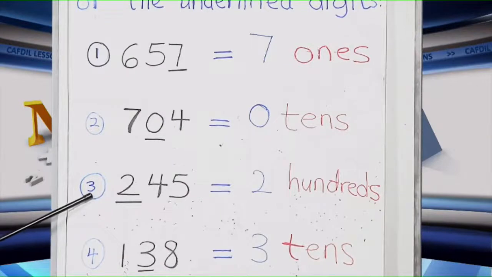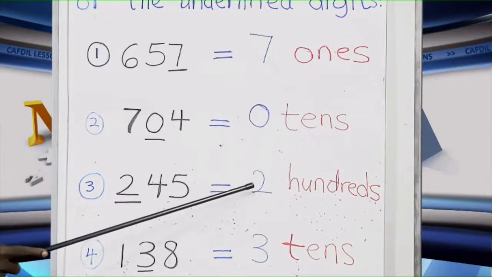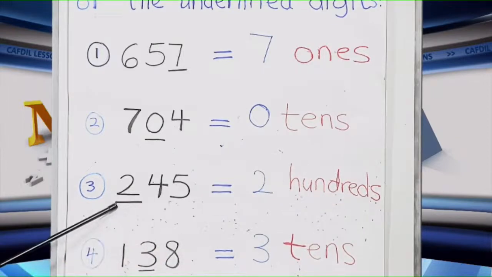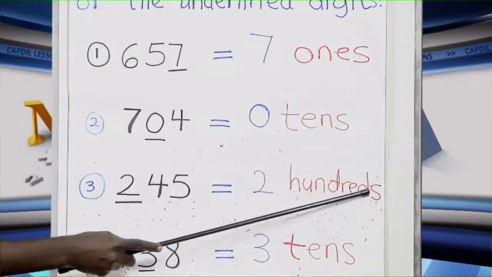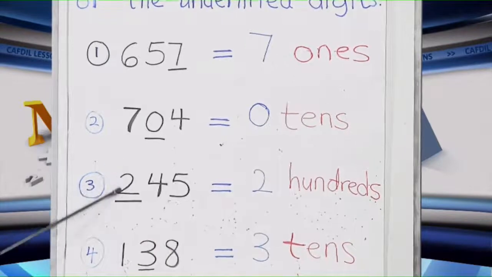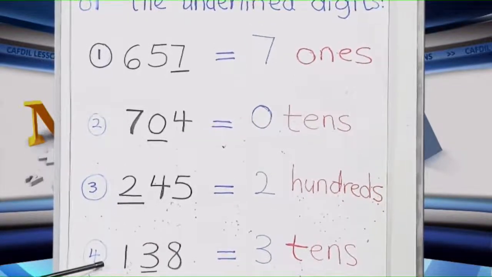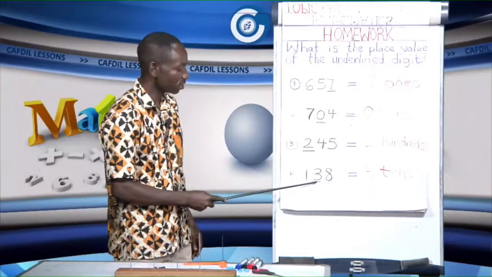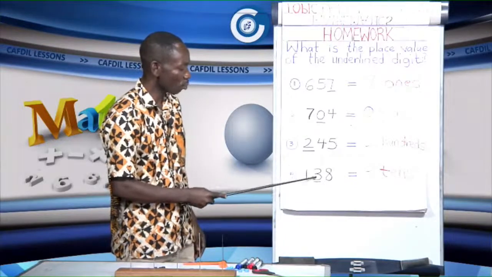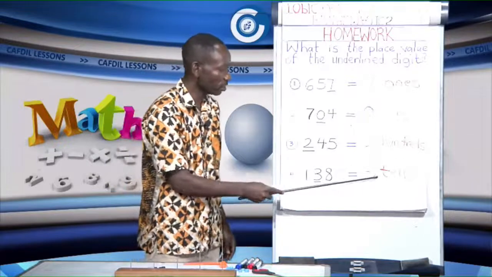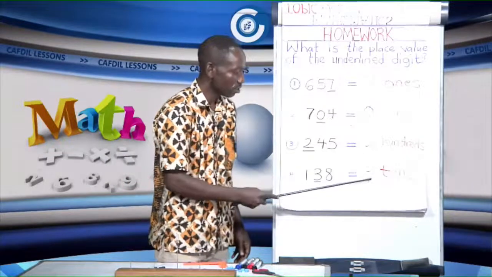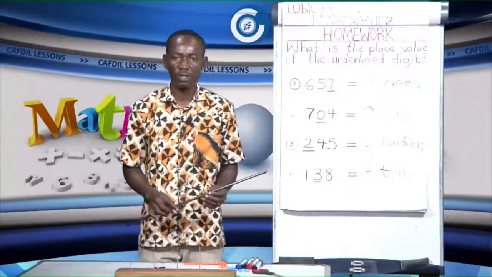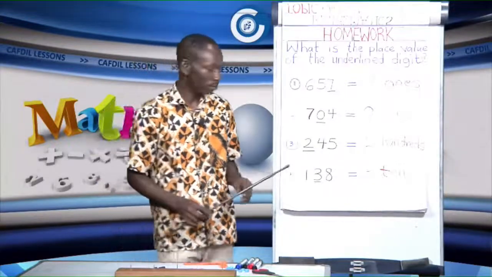Number 3, we have 2 hundreds, because 2 has been underlined, and it is under the hundreds column. For question 4, 3 has been underlined, and it is under the tens column, so we have 3 tens. Hope you had everything right. Well done.